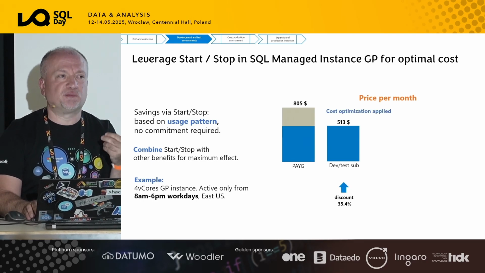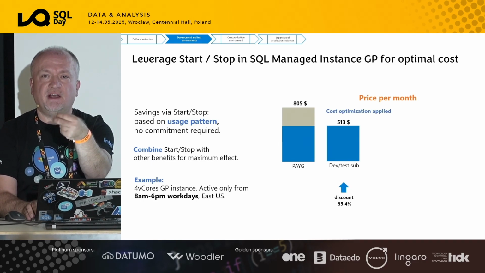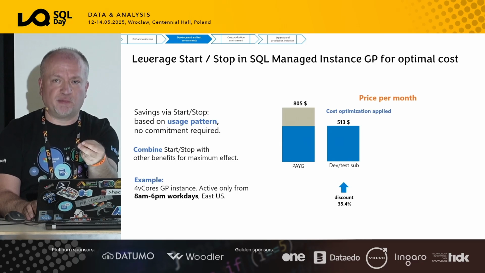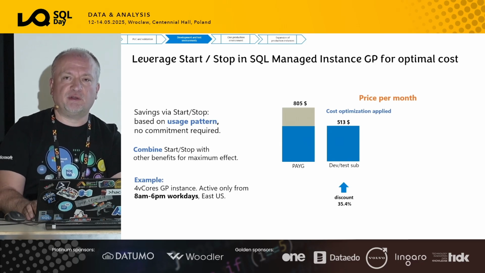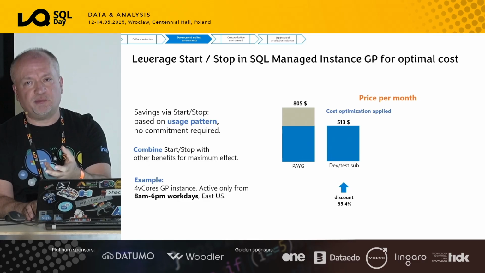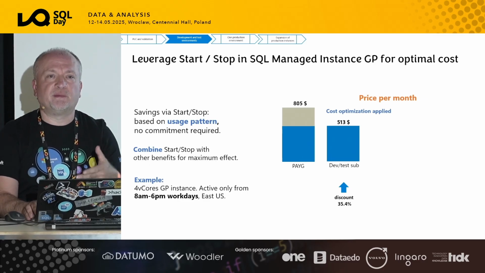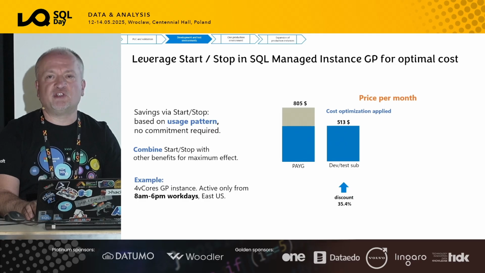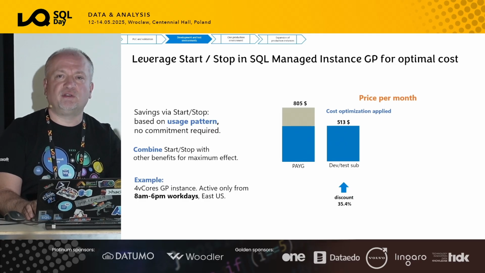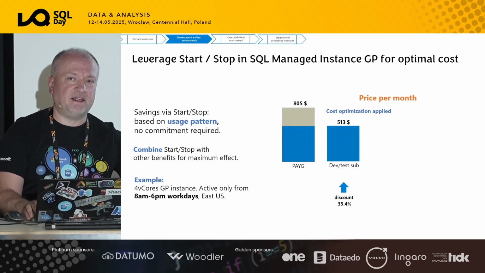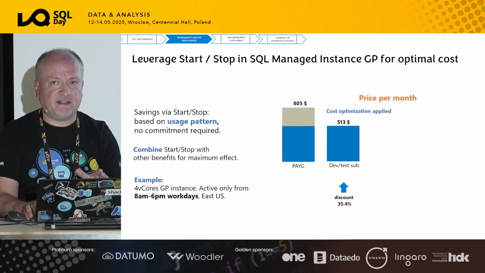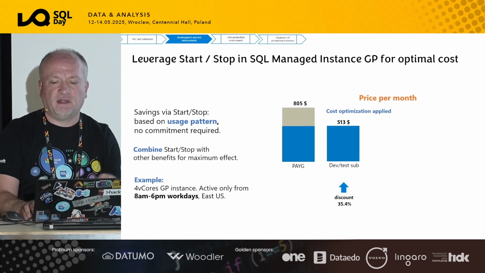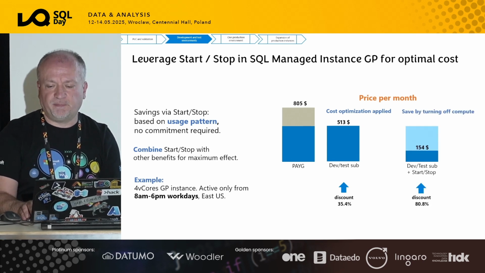If you use DevTest subscription, you just need to provision, and as you asked me, you can have multiple subscriptions. So you can have a production subscription, you can have a DevTest subscription. DevTest subscription automatically gets the discount, so there's nothing you need to do. Besides provisioning the DevTest subscription, you deploy MI in it, and automatically you get that discounted price. So that's something that you guys maybe could take advantage of.